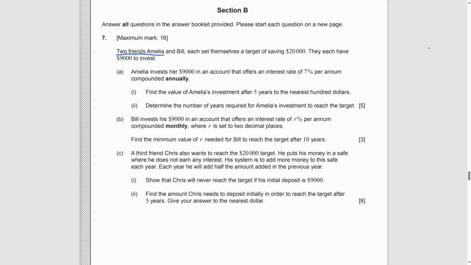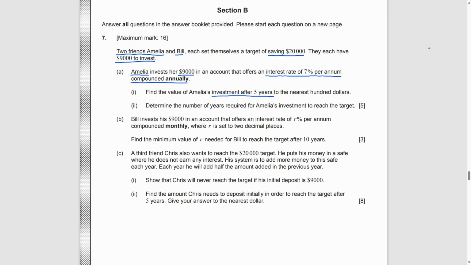Question 7. Two people, A and B, both want to have $20,000 with originally $9,000 to invest. Part A. A invests her $9,000 with interest rate 7% per annum, compounded annually. Find the value of the investment after 5 years.